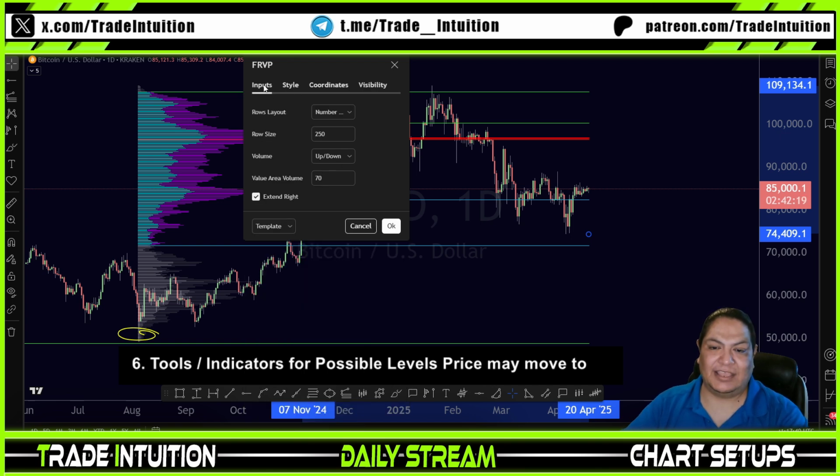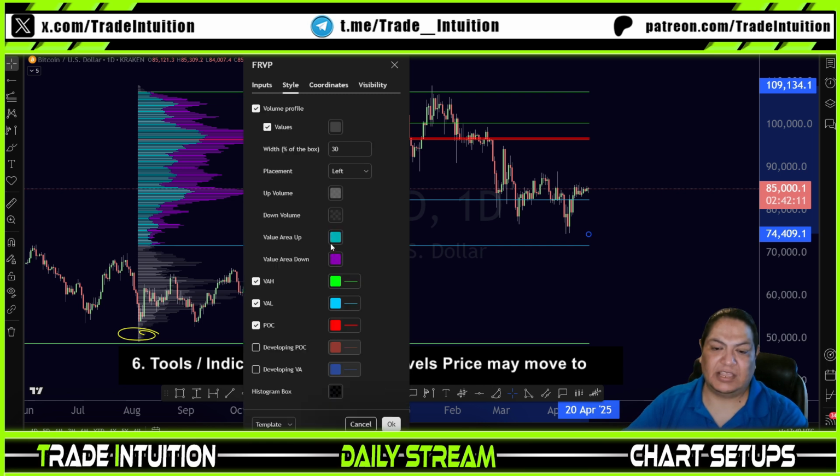These are my inputs, 250 for the row size and 70 for my value area, which would be the up and the down. And these are my colors. And then these other levels, I have them gray and a lighter gray. So just give you a heads up on that. I have these labeled as well. And then I have it saved.